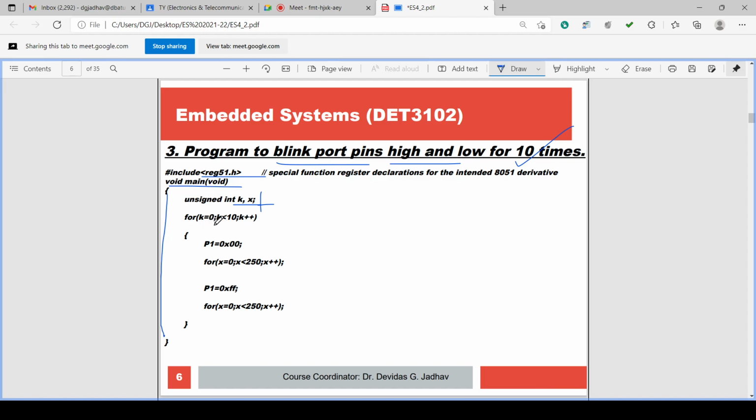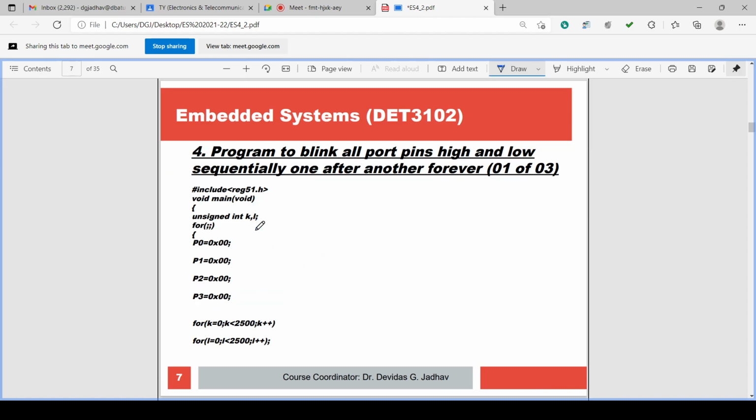Then for k equal to 0, k less than 10, increase k by 1, and for the for loop there is a curly bracket block of instructions. P1 is sent 0, delay is there, P1 is sent all 1, delay is there. This executes for 10 times. This for loop executes while k is less than 10. So these programs we have discussed.